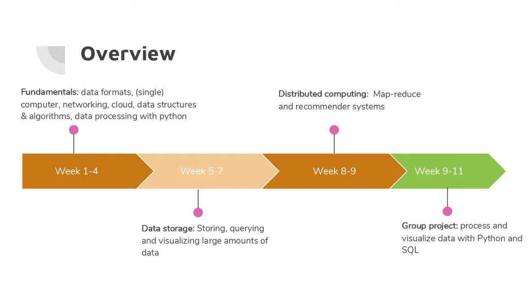Then weeks 5 to 7, we're going to talk about databases. That means data storage, storing, querying, so retrieving information, and visualizing large amounts of data. Then weeks 8 and 9, we're going to talk about distributed computing, so computing on top of different machines. That's MapReduce and also recommender systems as a kind of use case. I'm going to talk about my work at Frumel because for me it's easy to extract some real world examples and use cases based on my work there, and it's highly relevant for this course.